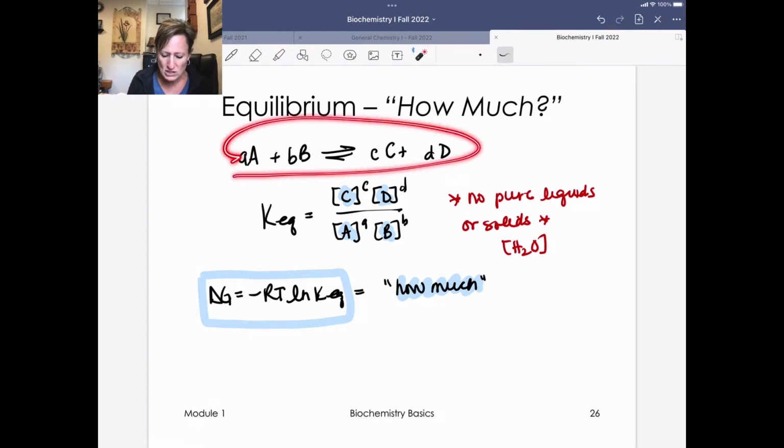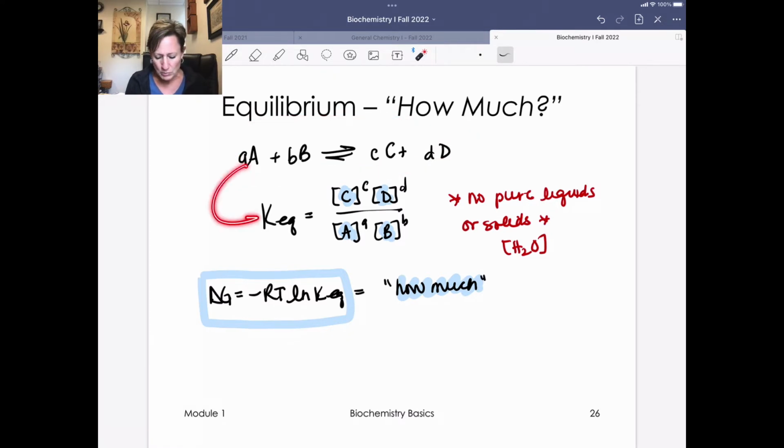So just a quick review, when we think about thermodynamics and equilibrium, if we look at a generic sort of equation here, we can write an equilibrium constant that allows us to relate quantities of products over reactants, and we can use the coefficients from a balanced chemical equation to become exponents in our equilibrium expression, remembering that we do not include pure liquids or solids in our equilibrium expression, so this is particularly relevant in biochemistry that we don't include water.